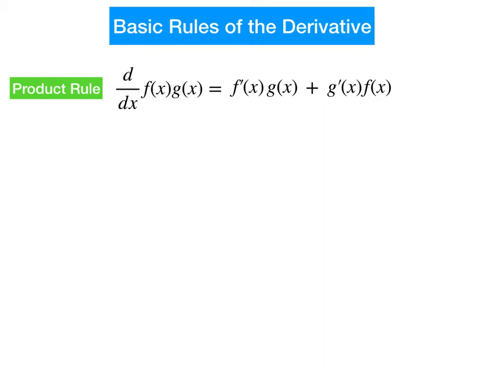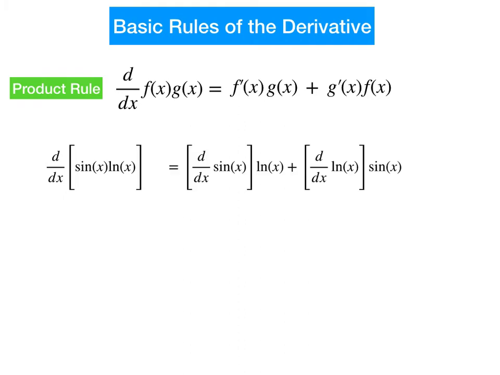Now let's look at an example. If you want to find the derivative of sine of x multiplied by natural log of x, you have to use the product rule by finding the derivative of sine of x multiplied by natural log of x, plus the derivative of natural log of x multiplied by sine of x.